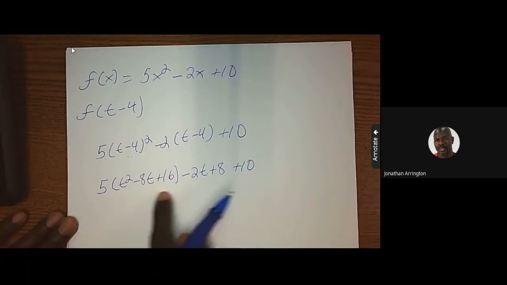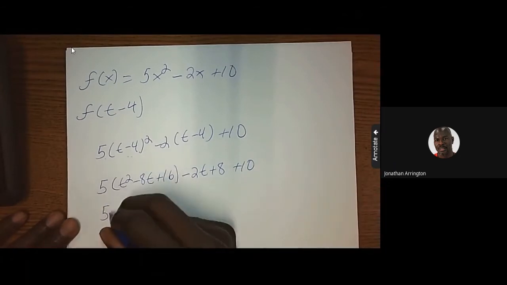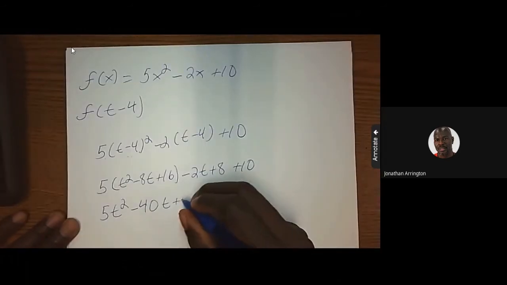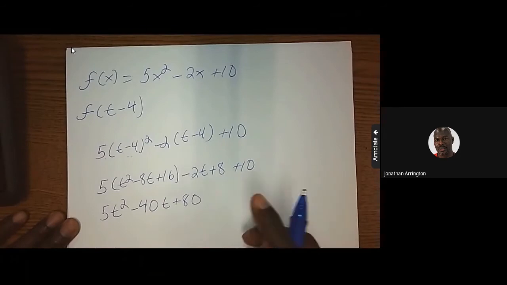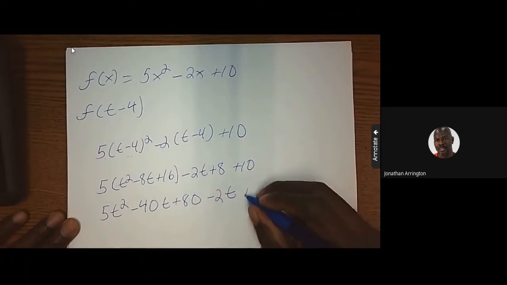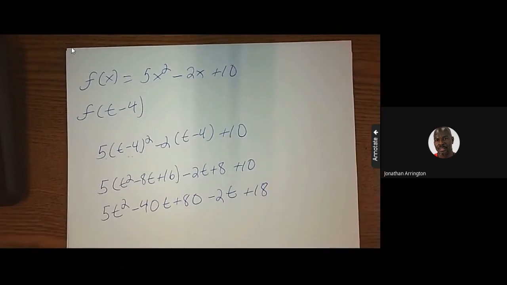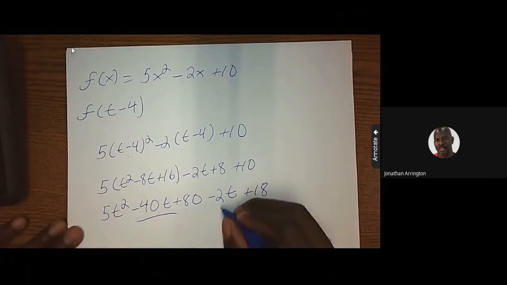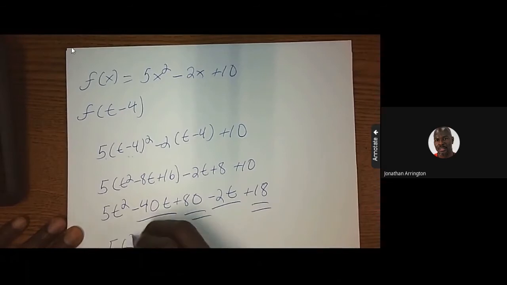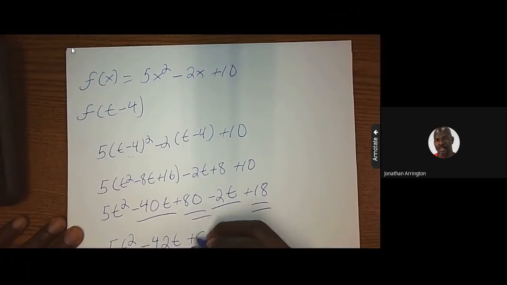And now we can distribute this 5. This is 5t squared minus 40t plus 80, minus 2t. Now you can just combine the 8 and the 10, plus 18. And now again, we're going to combine our like terms. So I have a t there, constant there, constant there. So I get 5t squared minus 42t plus 98.